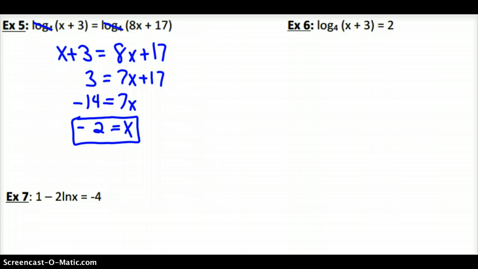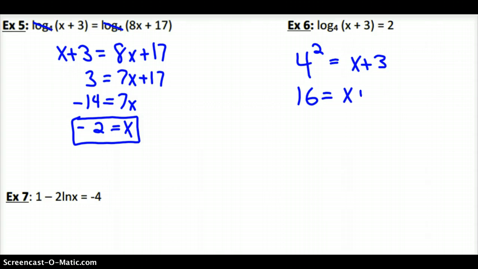Continuing on here, in this case, I'm going to write this log statement as an exponential. My base is 4, my power is 2, and it has to equal x plus 3. I have 16 here, x plus 3, subtract 3 over, and I get x equals 17.